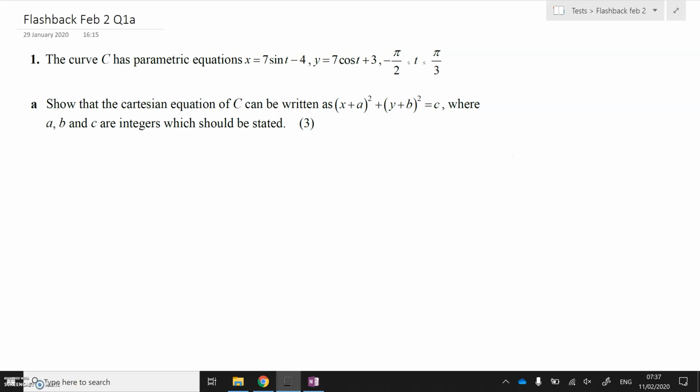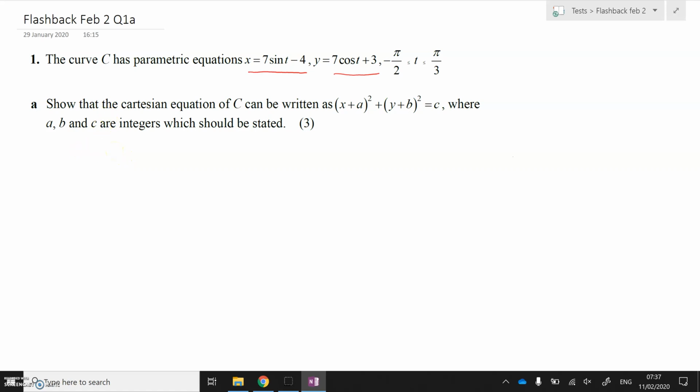So in this question, we've been given a parametric equation where x is equal to 7 sin t minus 4 and y is equal to 7 cos t plus 3. We've got to find the Cartesian equation, which means we're going to eliminate the parameter t. The way we do that when it involves trig is to use trigonometric identities.